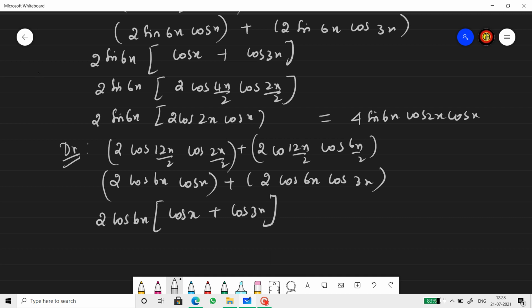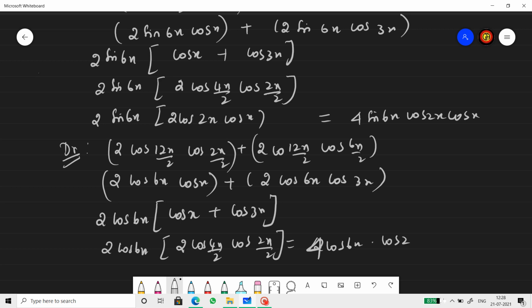Apply the formula once again. So 2 cos 6x into 2 cos 4x by 2 into cos 2x by 2, which is 4 cos 6x into cos 2x into cos x. Now this one is the numerator and this one is the denominator.